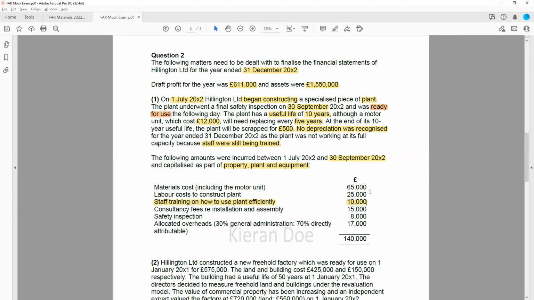Then we have consultancy fees on the installation and assembly. Again, the plant needed to be installed and assembled in order to get it working. So that cost is okay. Safety inspection: there needed to be a safety inspection to make sure it was safe to use. There's probably a legal requirement that has to be done before you're allowed to use a plant, before you're allowed to turn it on.